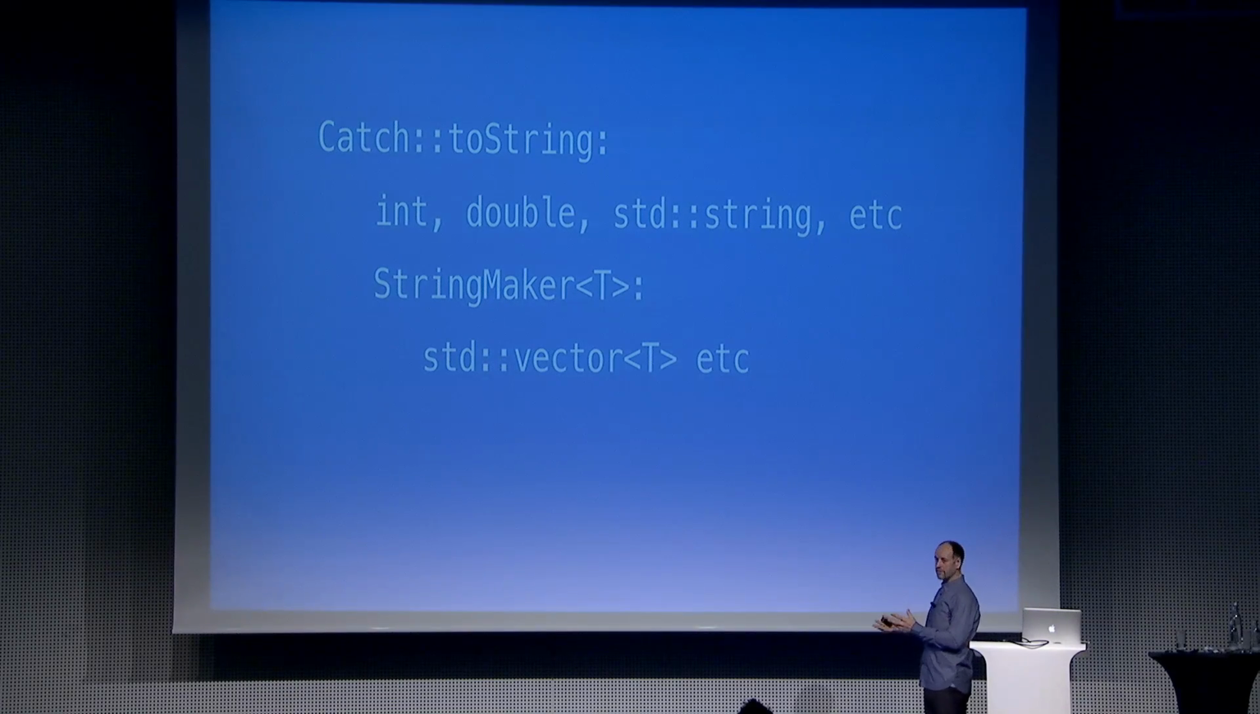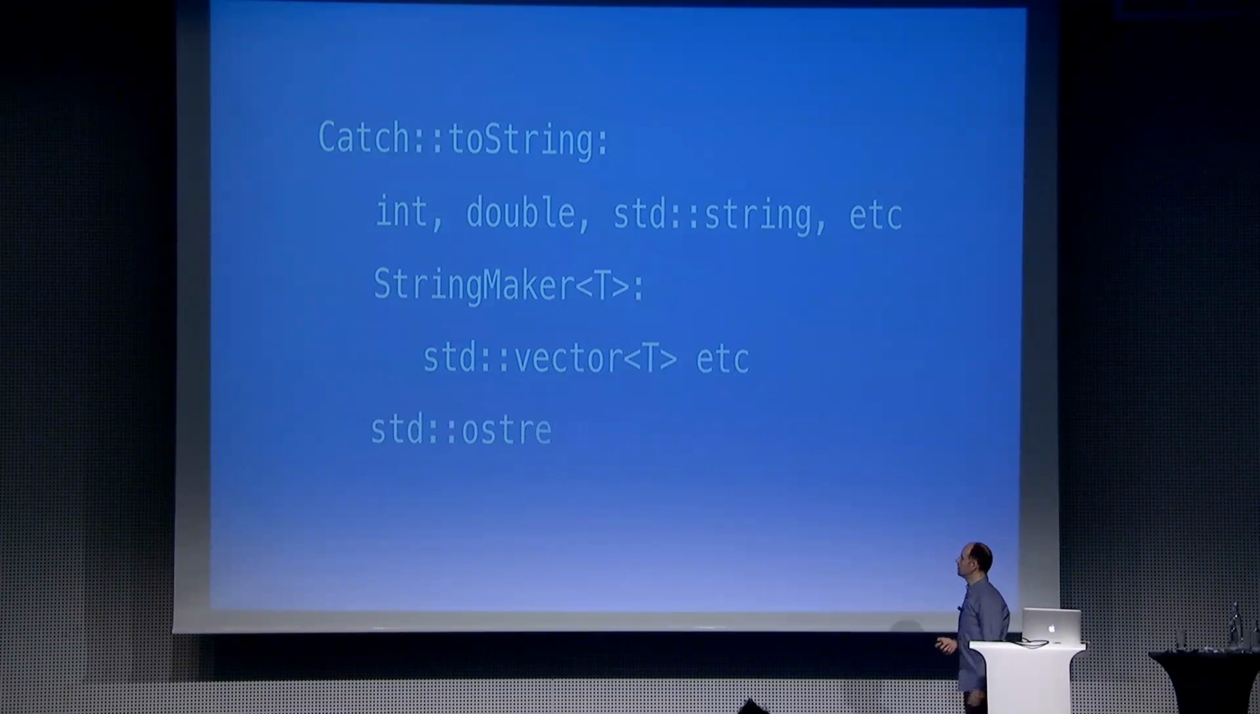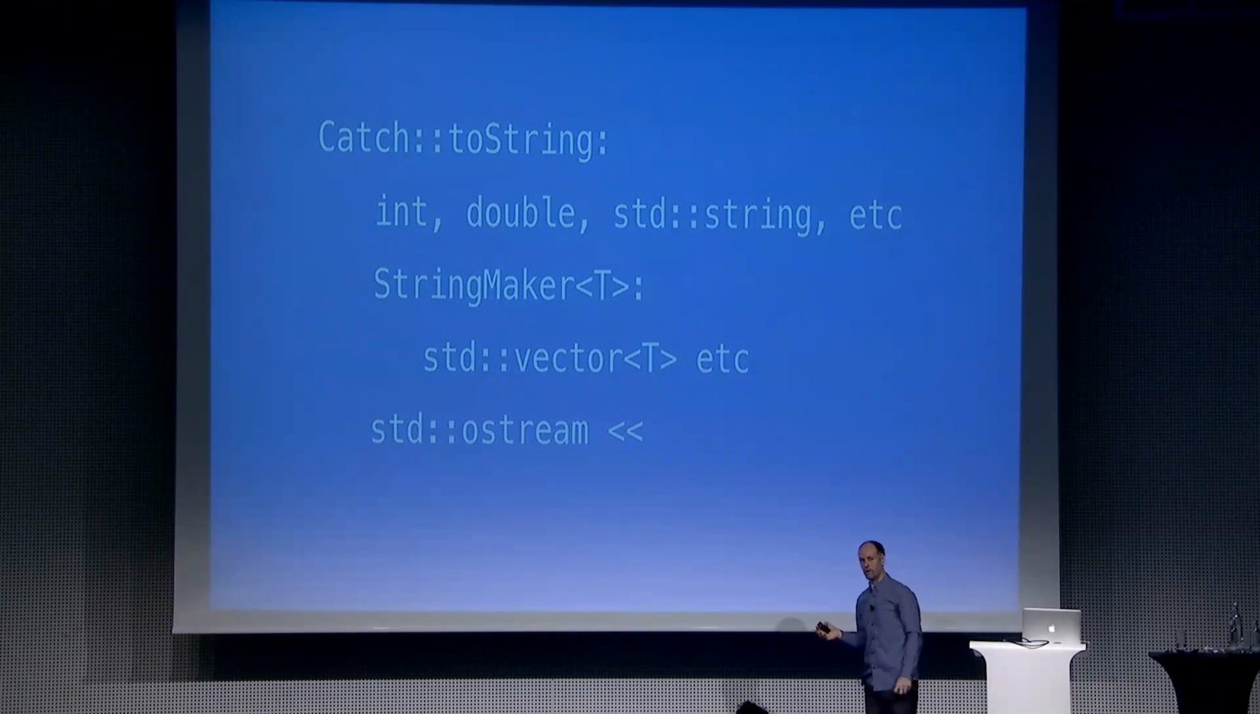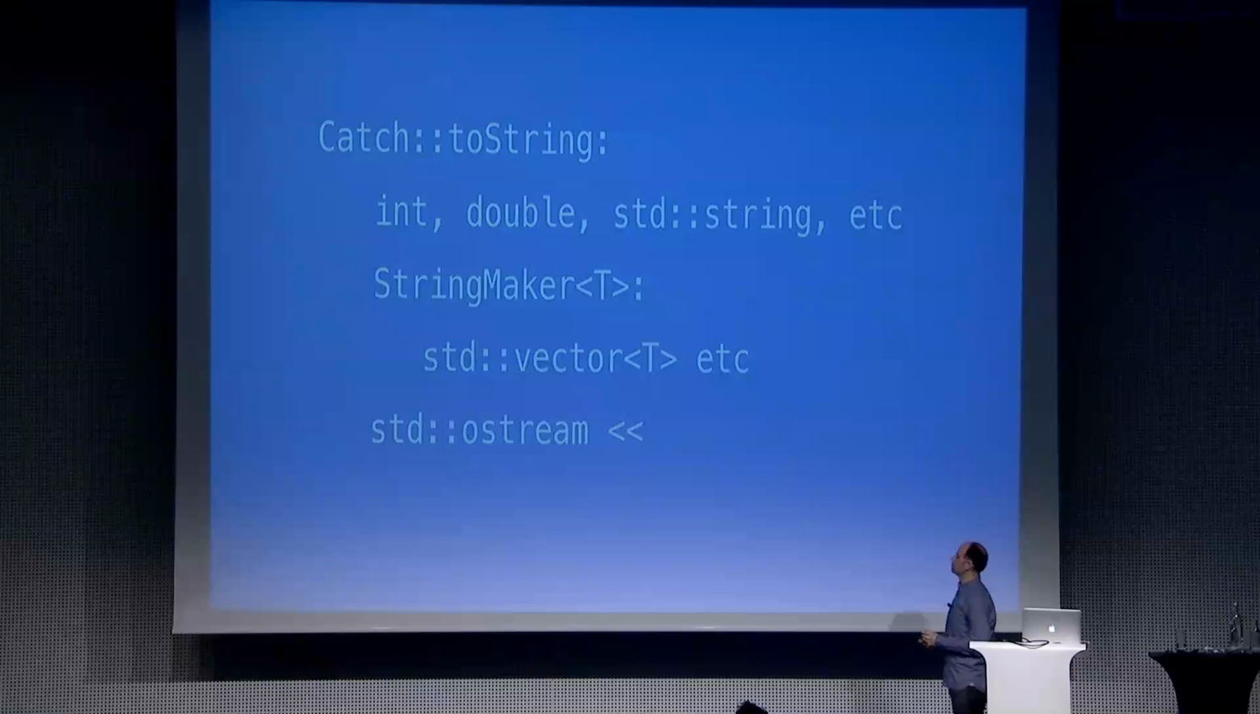Now, if there's no specialization of StringMaker, it will then fall back to trying to see if there's an ostream operator overload for it. You'll see this in a lot of test frameworks. There's this really awkward way of trying to work out whether that overload exists at compile time so it can do something else. And Catch is no different. It works about 99% of the time. Very frustrating when it doesn't work, but there's no complete solution.